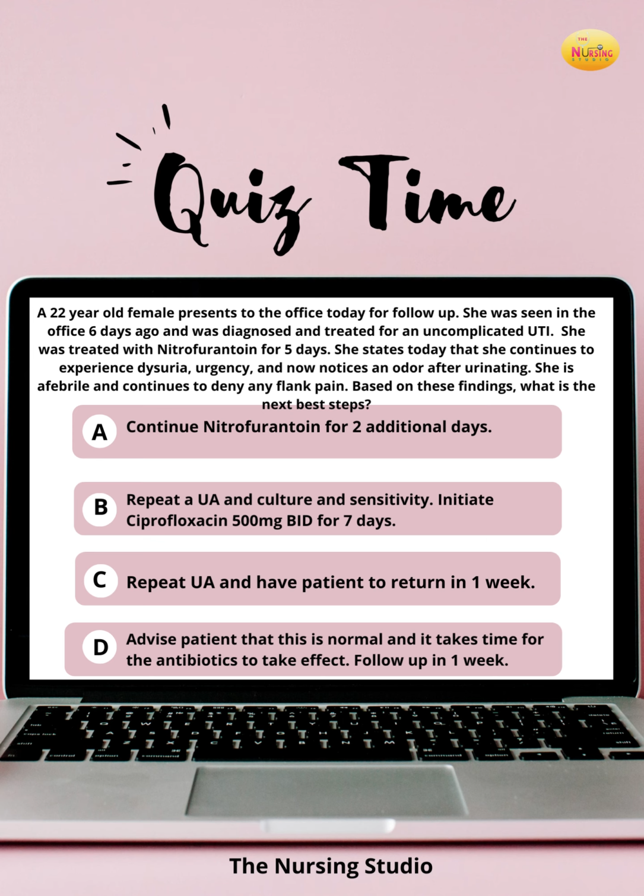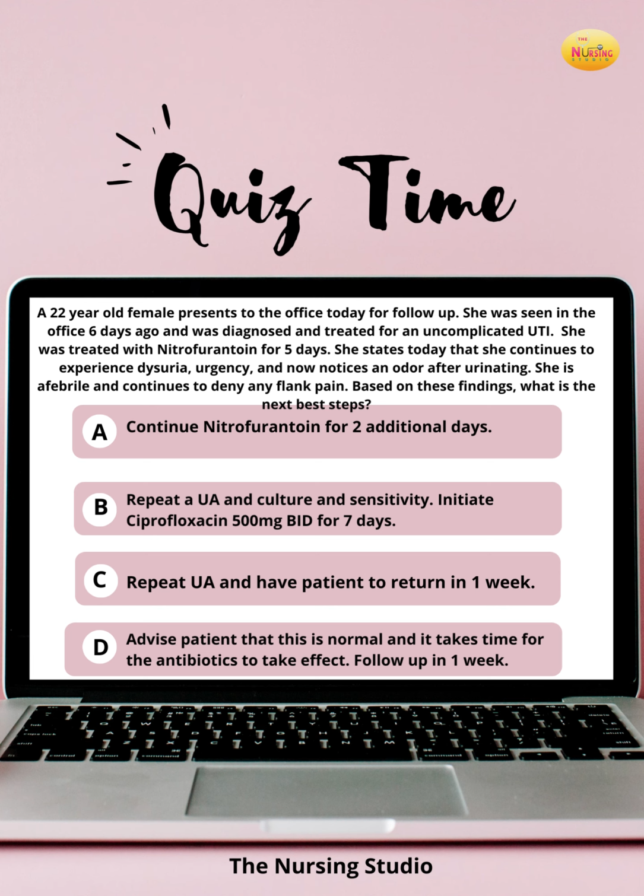Now, we've already done that. The UA, the culture and sensitivity, they've been on antibiotics. Would you do that again? Yeah, B is actually the next best answer for the next best step, because yes, you will keep in mind that the antibiotic can affect the results, but you have already completed a UA prior to this initial treatment, right?